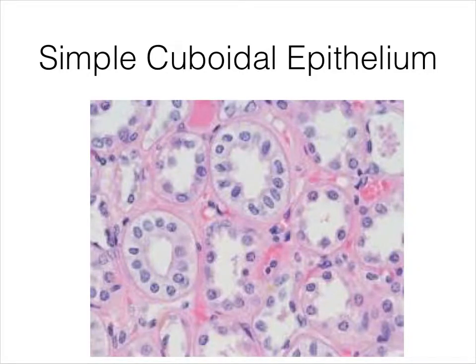This is also simple cuboidal epithelium. This is a configuration that you will often find in internal organs, particularly like the kidney and the liver, where you will find simple cuboidal epithelium that is arranged in tubes, with a basement membrane surrounding the tube, and then other tubes as well. And each of these tubes is going to be lined with a layer of simple cuboidal epithelium.